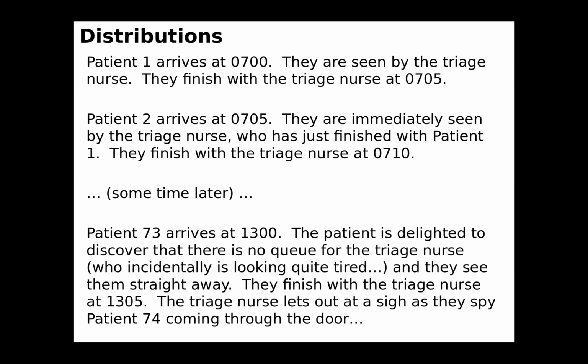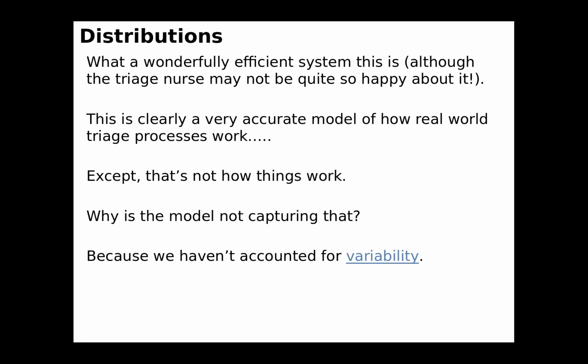Sometime later, patient 73 arrives at 1 o'clock. The patient is delighted. There's no queue whatsoever to see the nurse. The nurse isn't looking too happy, but nonetheless, they get seen straight away. They finish with the triage nurse at 1:05, and then patient 74 comes through the door. This all sounds great and wonderfully efficient, doesn't it? Although perhaps the triage nurse isn't quite so happy.